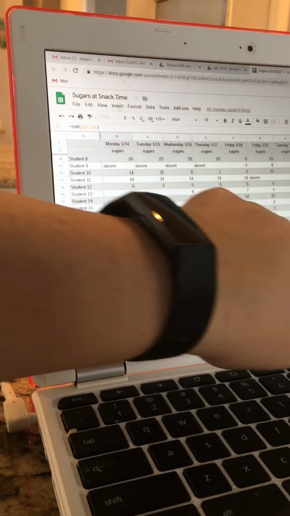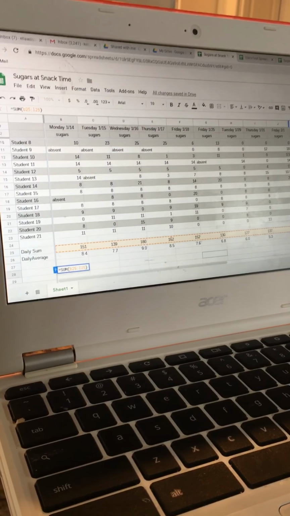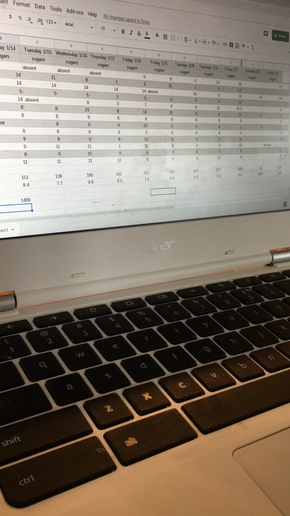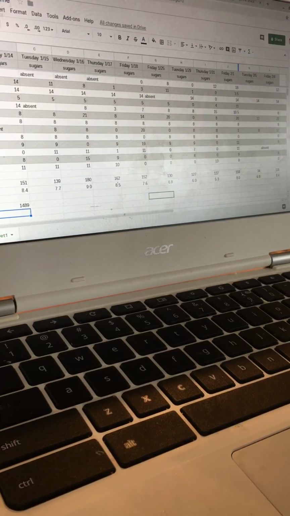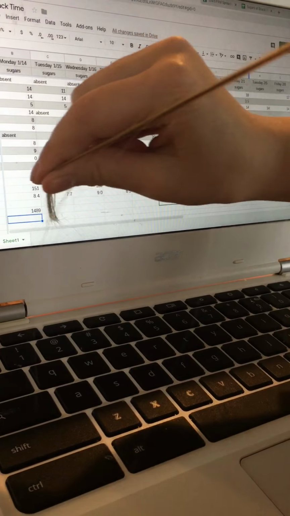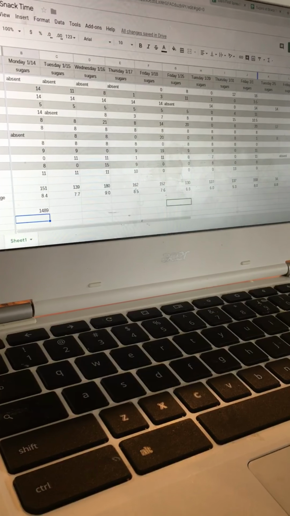Okay, now it highlighted all the things it's going to add together. That's what you want to know, right? All 10 days? Okay, hit enter. So, what's this tell us? I know it's going to be hard to say that number, isn't it? 1489. Yes, 1,489.